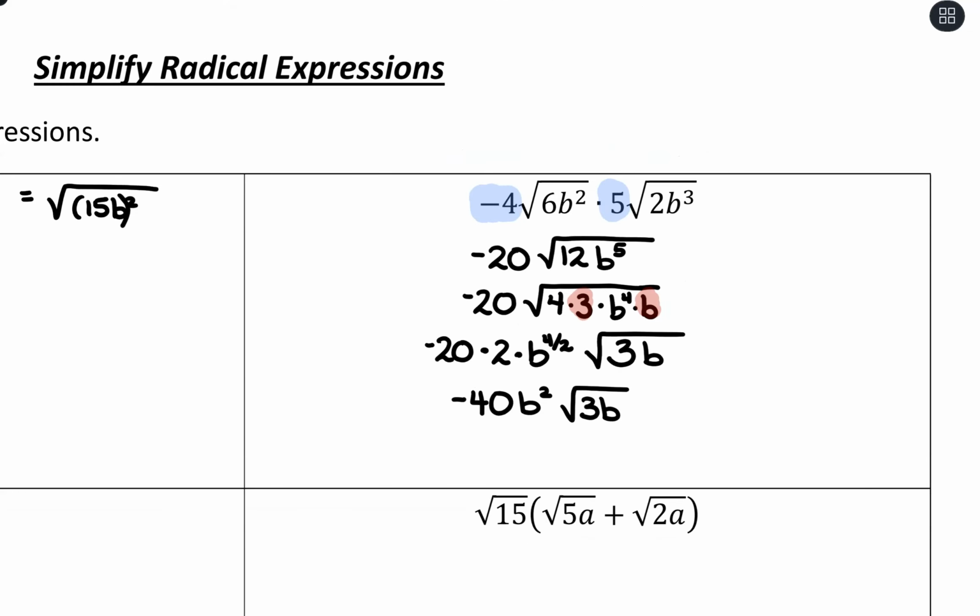And I know it's simplified because the values outside of the radical are multiplied, the values inside the radical are multiplied, and also if I look underneath that radical, the radicand is completely simplified. There aren't any roots that I can extract because square root of 3 doesn't do anything, square root of b doesn't do anything.